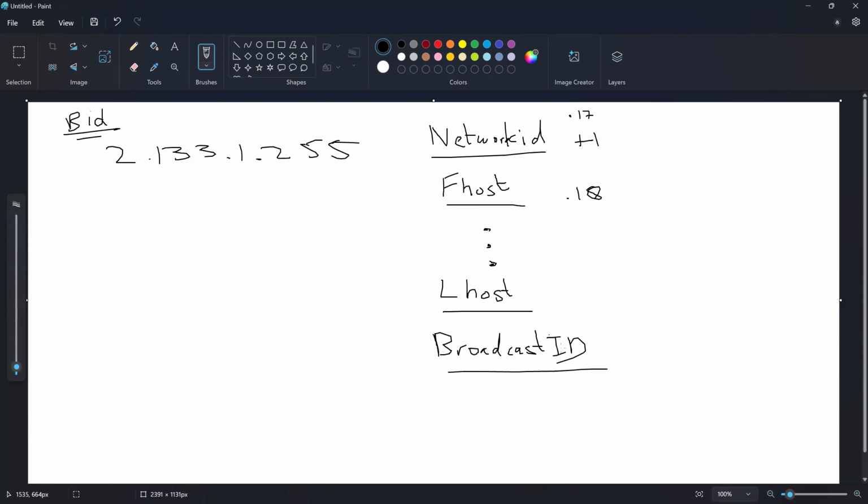So you can find the last host if broadcast ID is given by just subtracting 1 from the end. So if the final octet of broadcast ID is 255, the final octet in last host will be 254. So if this is the broadcast ID, then last host will be 2.133.1.254. That's it.